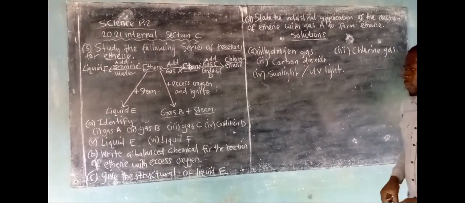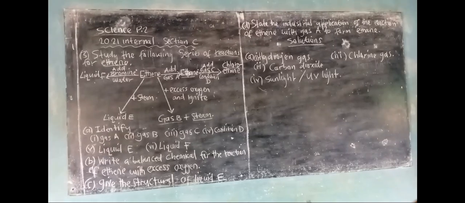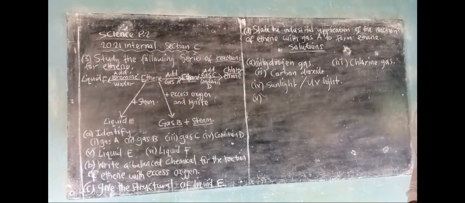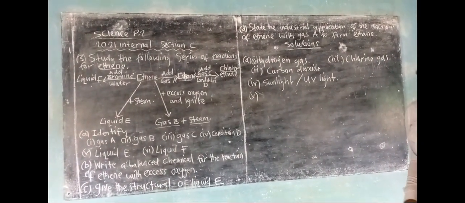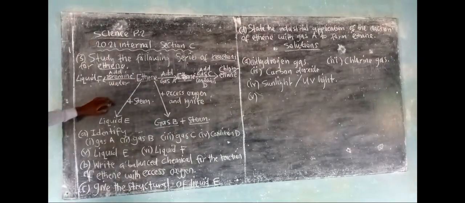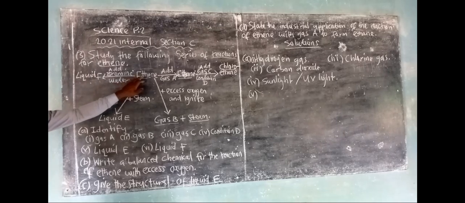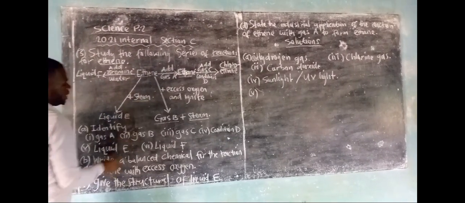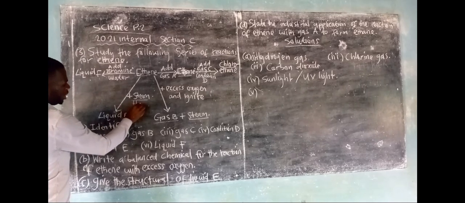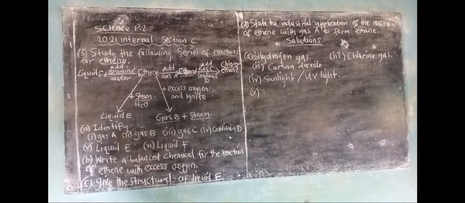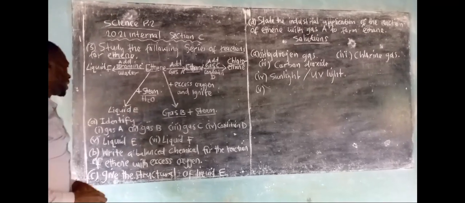Okay, we move on to 5, which is B. So liquid D, they are looking for liquid E. So where is liquid E? It is here. It is the reaction of ethene plus steam. So what is steam? Steam is water, which is H2O. So what type of reaction is this? It is also an addition reaction.